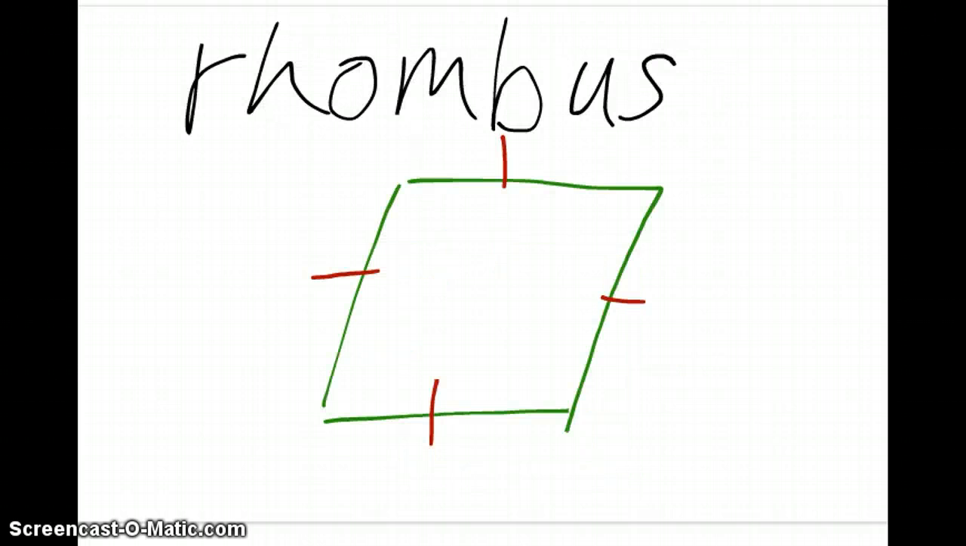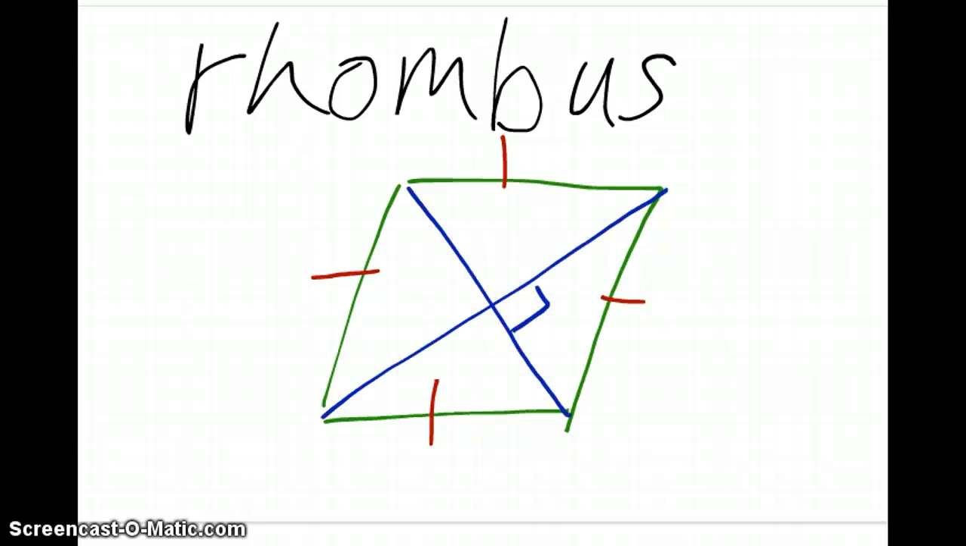A rhombus is a parallelogram with four congruent sides. A parallelogram is a rhombus if and only if its diagonals are perpendicular. A parallelogram is a rhombus if and only if each diagonal bisects a pair of opposite angles.